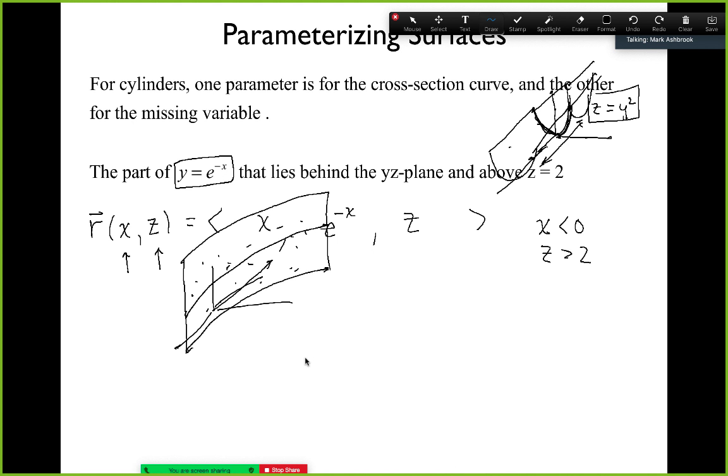Questions on cylinders? So one variable to define the curve, the other variable to define the missing variable, in this case z, where we sweep the curve and get that same curve over and over again for the third variable.